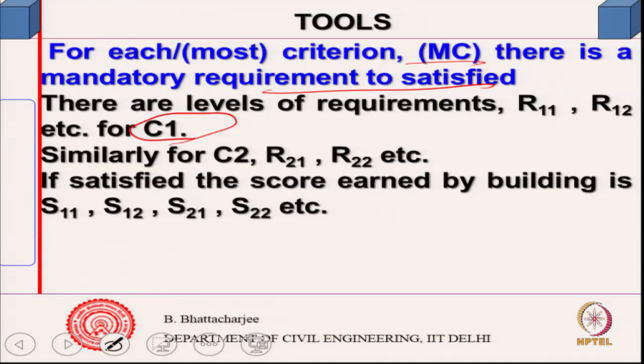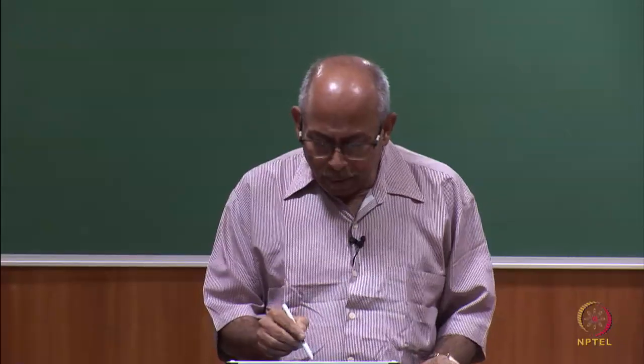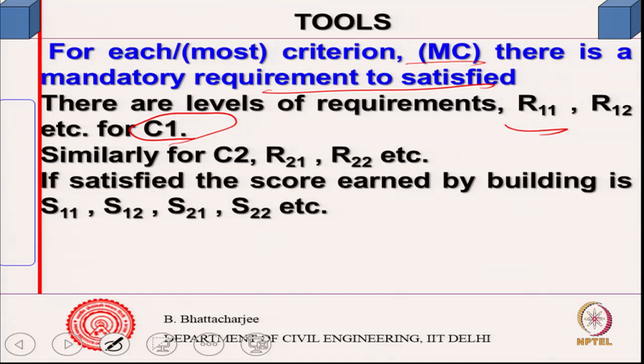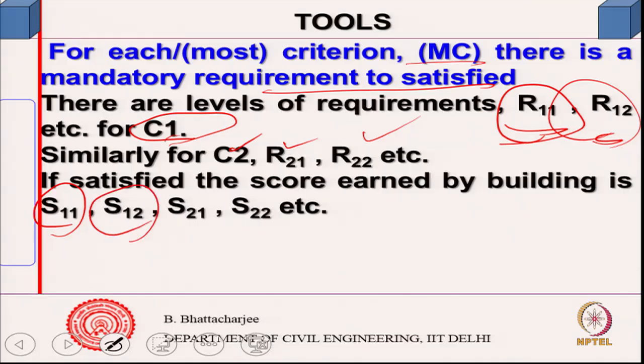Then for, let us say, a given criterion, levels of requirements are given in each of these tools, and these requirements are R11, R12, let us say requirements for criterion 1 are R11 and R12, there are several requirements stated. And similarly for criterion 2, it could be R21, R22, etc. Just for the purpose of our understanding. If one building satisfies the R11 requirement, it gets a score of S11. If it satisfies R12, then it gets the score of S12.